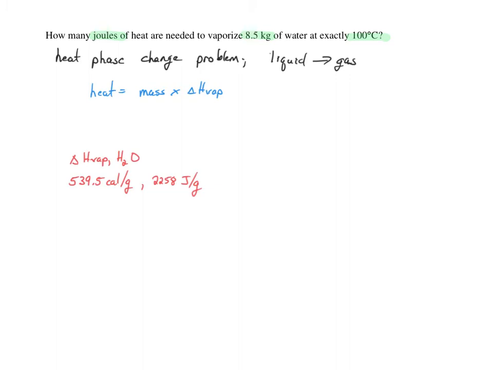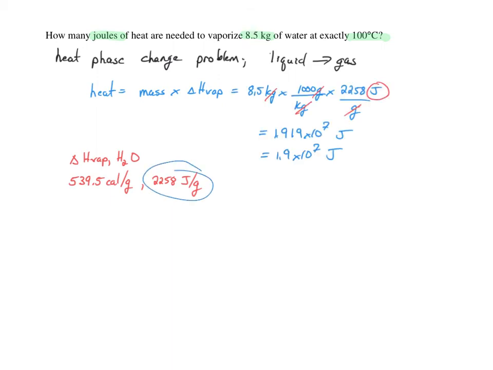All right, so we look up on our equation sheet and we see there's two values given for the heat of vaporization of water. One in calories, one in joules. We're going to use the value in units of joules because that's requested in the statement of the question.